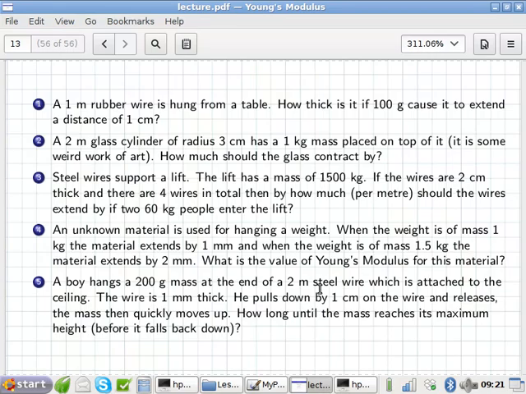Steel wires support a lift. The lift has a mass of 1,500 kilograms. If the wires are 2 centimeters thick and there are 4 wires, by how much should the wires extend if 2 60-kilogram people enter the lift?